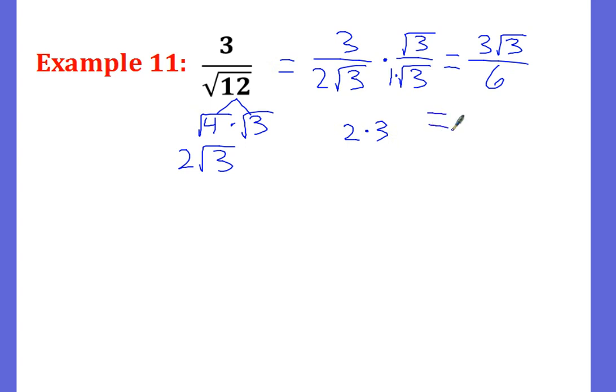Now that simplifies a little bit more. You've got 3 over 6. That would be just 1 over 2. And of course, we don't have to write the 1 out to the side. So it'd just be root 3 over 2.